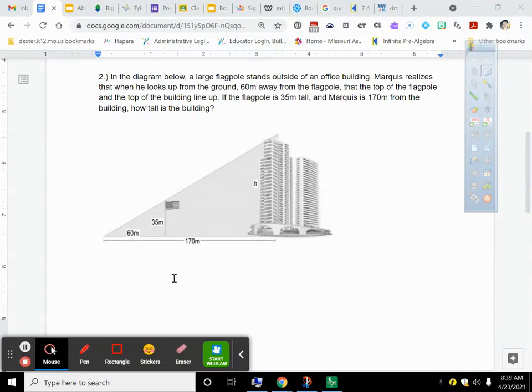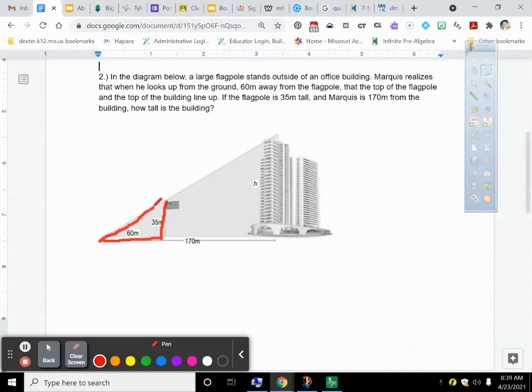So if you look at the picture, you have 2 triangles. You have the triangle made from the flagpole, and then the distance to Marquise, and then you have this side, which represents the path from his eyesight to the top of the flagpole. That's one triangle. Then another triangle is the height of the building, the distance from the building to Marquise, and pretend that that's a straight line, and then the path from his eyesight to the top of the building.